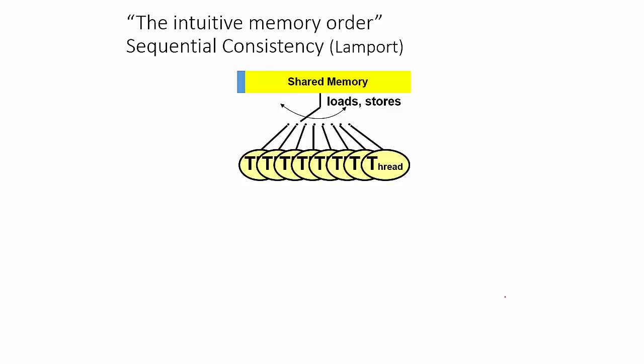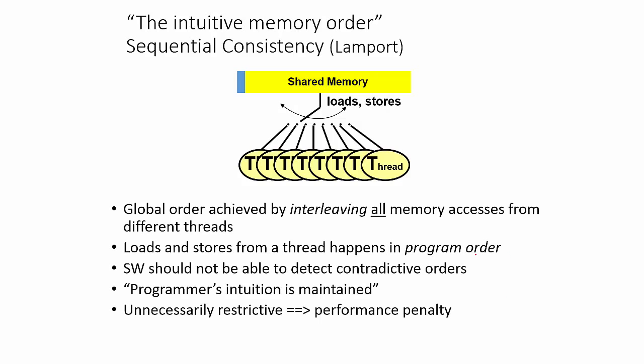This intuitive memory order has a name, and it's called sequential consistency, and was defined by Leslie Lamport in the 70s. The basic definition of sequential consistency is that threads issue loads and stores in program order, and program order is the order defined by the programming language, and then these loads and stores are somehow sequentialized in some order to the shared memory. So it's a global order achieved by interleaving all kinds of memory access from the different threads, and the loads and stores from a thread happen in program order.